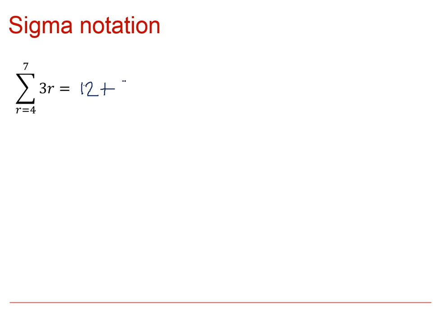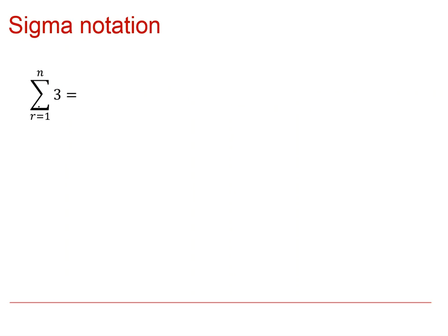Substitute in 5. 3 times 5 is 15. 3 times 6 is 18. And finally, 3 times 7, this tells us which term to stop on, is 21. And when we add all of those together, we get 66.